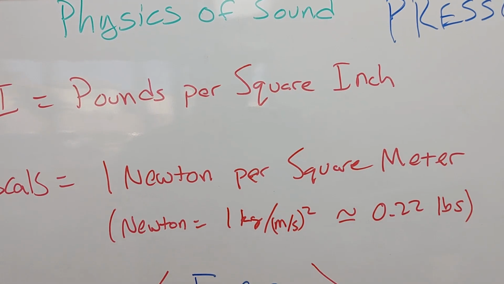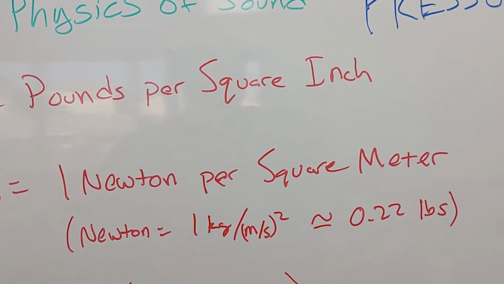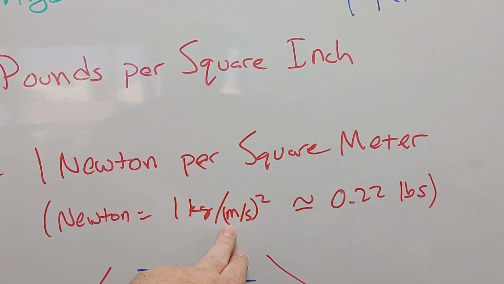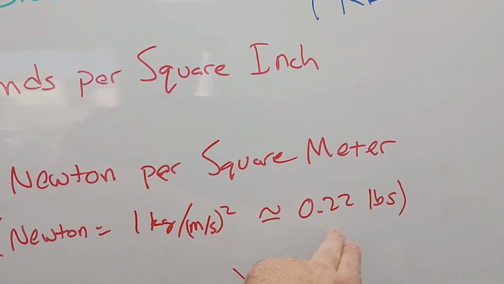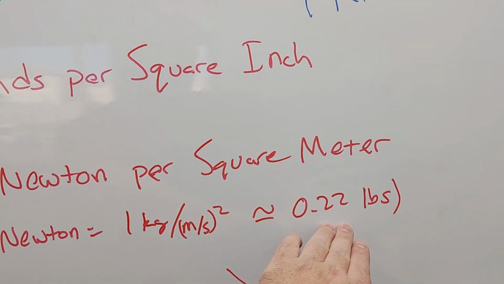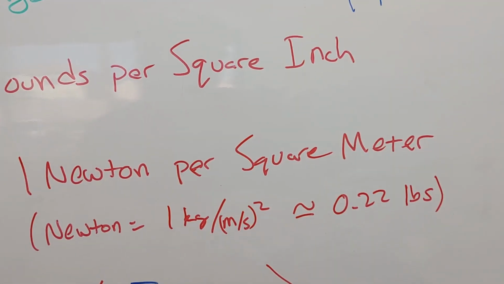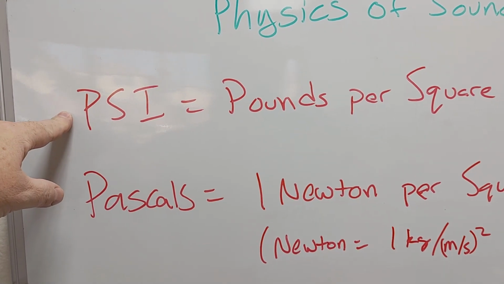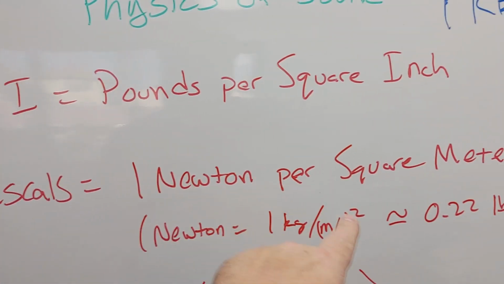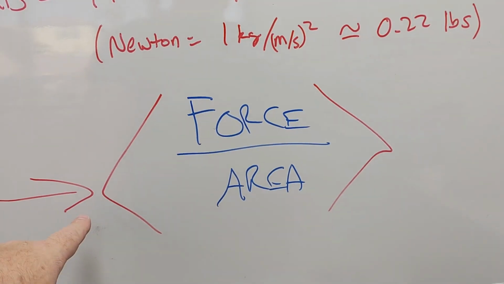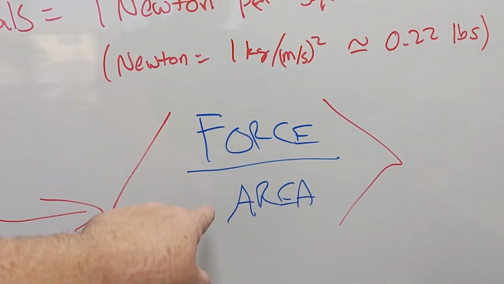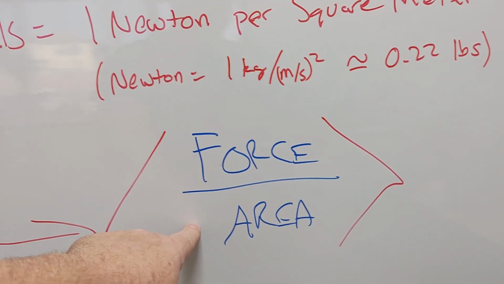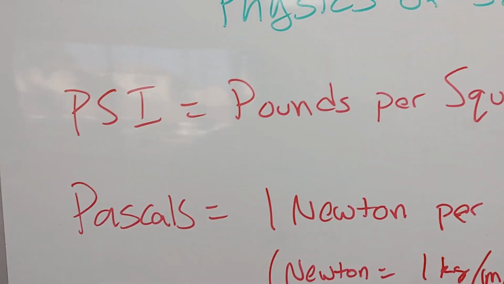For those who aren't European-based or don't quite understand what a Newton is, it's 1 kilogram meter per second squared. It's about 0.22 pounds, so you can figure there's about 4.8 pounds per Newton. So that's what it is. You'll see pressure measured in pounds per square inch, or pascals, which is newtons per square meter. So all pressure is this: force over an area. Force over an area. That's what pressure is. Pascals, PSI.